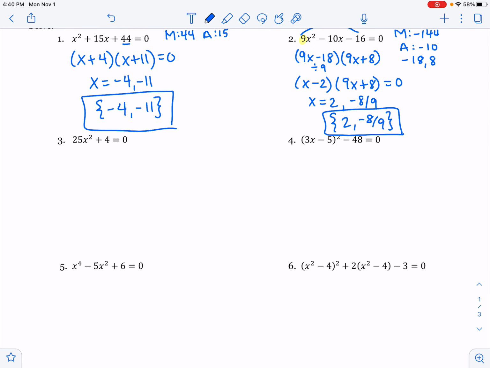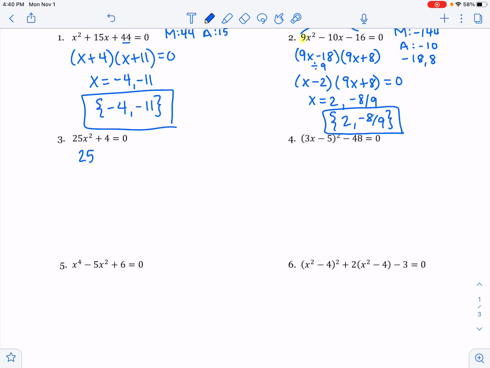Number 3 is going to look a little bit different. So you'll notice in 3 and 4, for that matter, there's just one x term right now in the equation. So that's telling me that I can use the square root property. And what the square root property says, move everything without an x to the other side, and then just take the square root of each side. So I'm going to subtract 4 and divide by 25 so I can isolate that x.